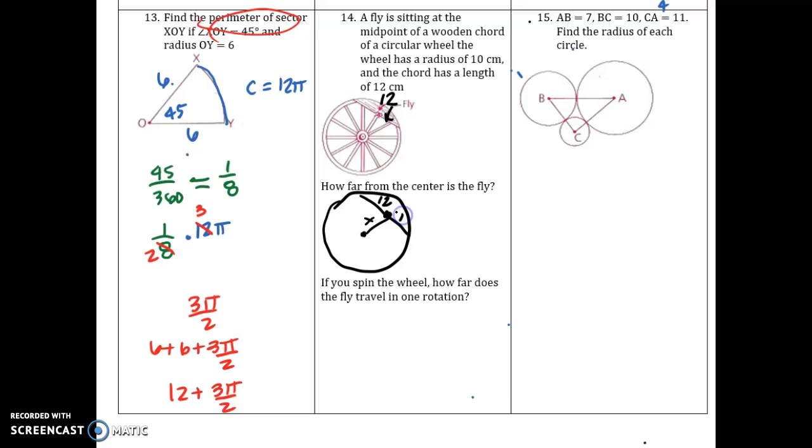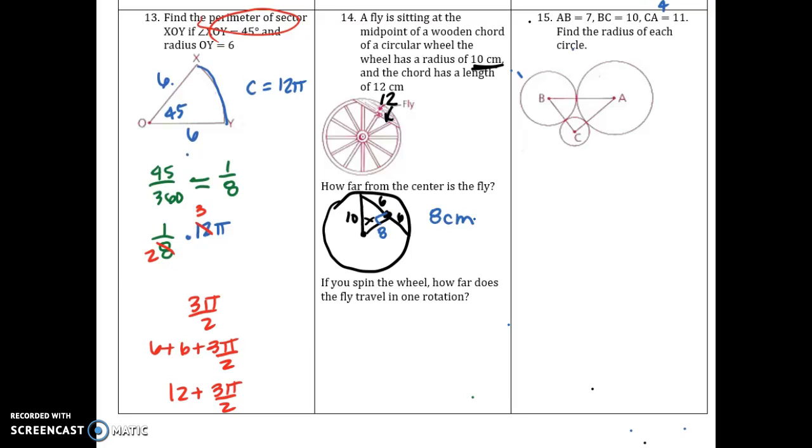That's 12. Sorry, the cord is 12. So each piece is 6 and 6, and then we can draw in our radius because they tell us the radius is 10. Hopefully by now we know that's a Pythagorean triple, and that guy would be 8. So it is 8 centimeters from the center.